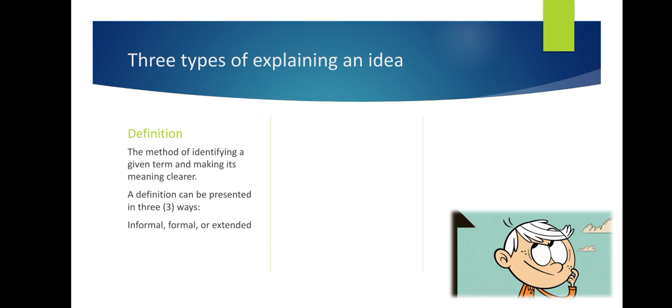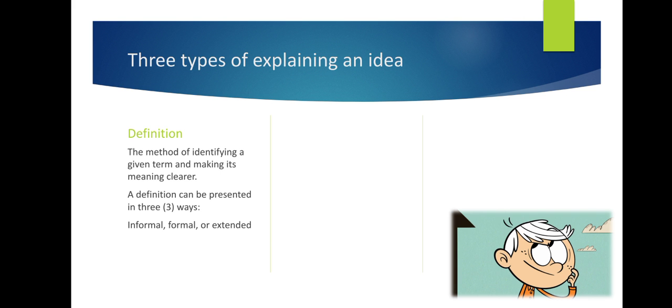Formal, you explain by incorporating the term to be defined with the general category of the term and the quality that makes the term different from the other terms in the same category. So it's a more scientific approach, wherein you take the scientific approach and then try to just define the term.